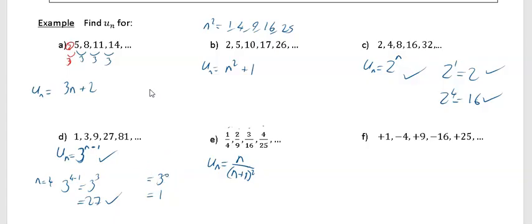Okay, in this last example here we have what's called an alternating sequence. It goes positive, negative, positive, negative, positive, negative, positive. So we have to work out what is going on. The sequence itself, we're going to do this in 2 bits. We're going to sort out the positive and negative, but first we're also going to sort out what the numerical part of the sequence is.